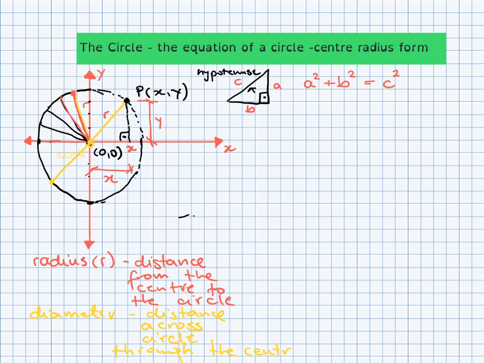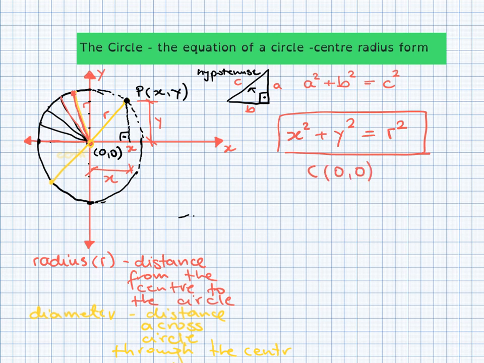So, and now according to Pythagoras, what can we say about this triangle here? The sum of the other two sides to the power of 2, x to the power of 2 plus y to the power of 2, is equal to r to the power of 2. And this is an equation of the circle when the center of the circle is at 0, 0.